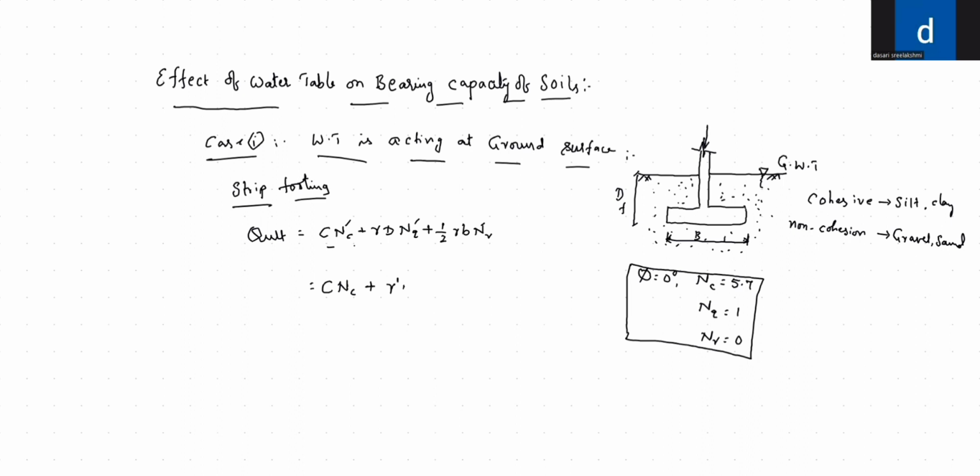q_u equals c Nc plus gamma prime D Nq plus half gamma prime B N gamma, since the width is also affected by the water table. This is the equation to solve the ultimate bearing capacity in c-phi soils.